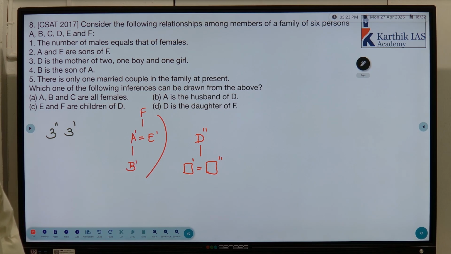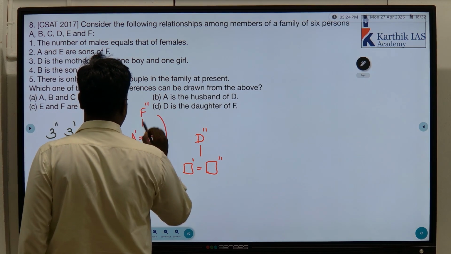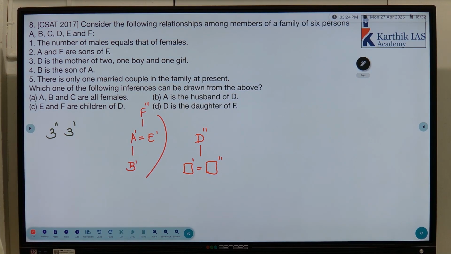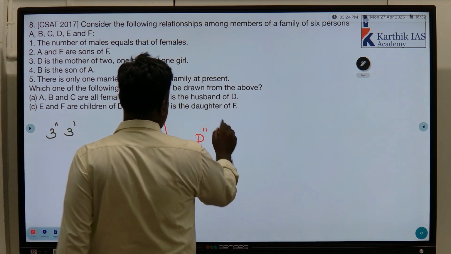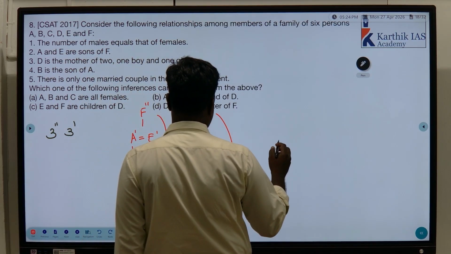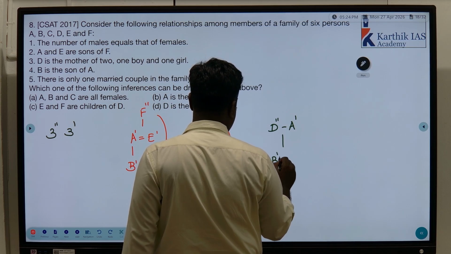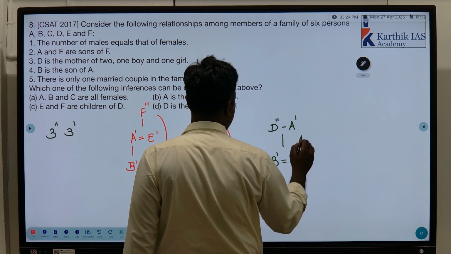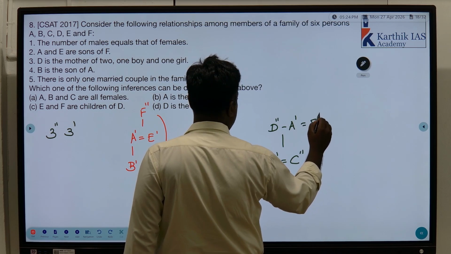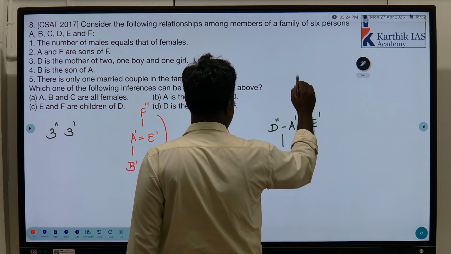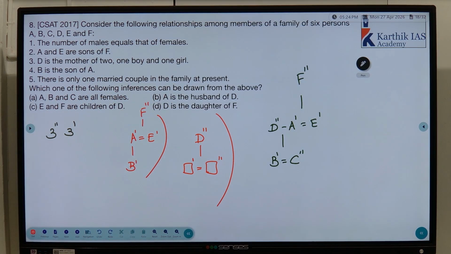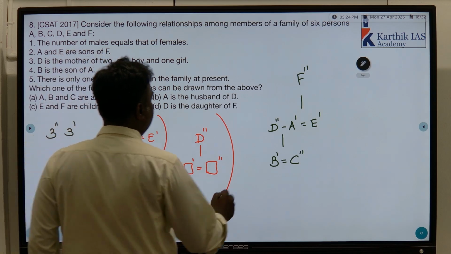So here now we have to link. See, already three males we have found: A, B, E. So obviously F is a female. Then who is left? C is also a female. That is also given. Now we have to club these two diagrams. So I will make D as a pair of A. A is a male, D is a female. Both of them have one son and one daughter. We can make it C. And A's brother is B, E, and both of them have mother F. See now, 3 male, 3 female, only one couple, A and D.